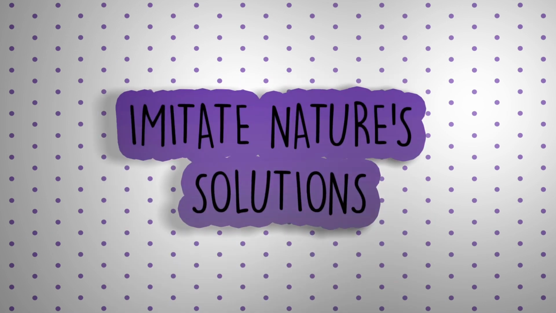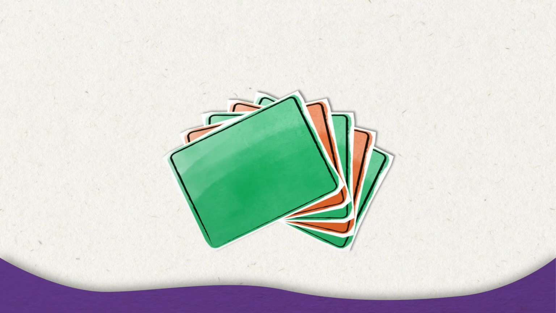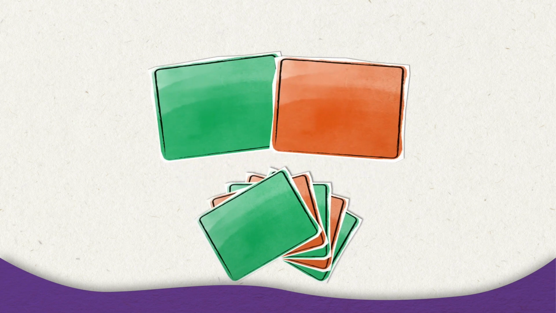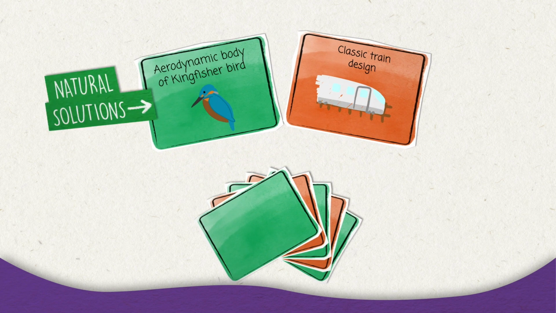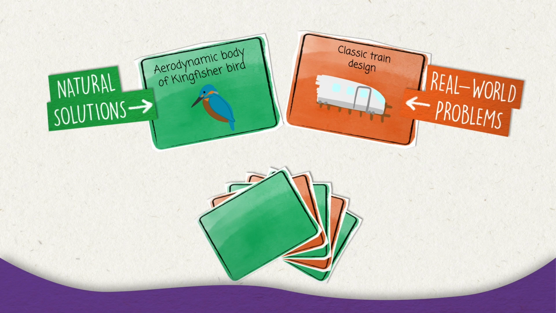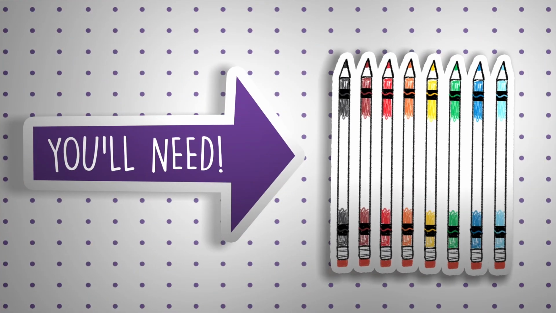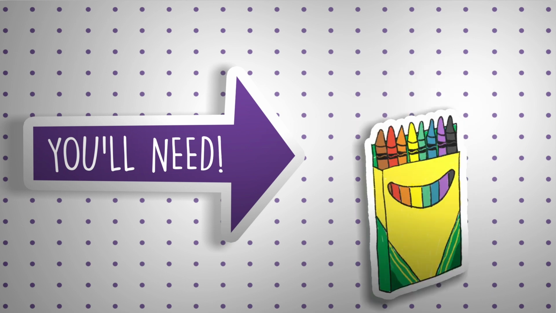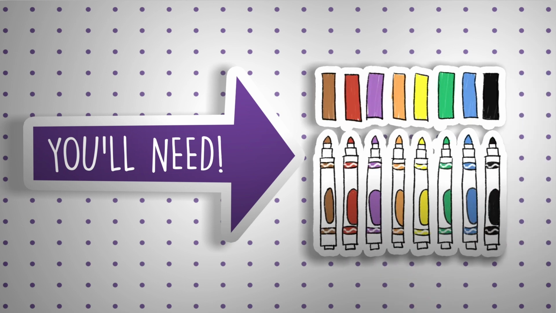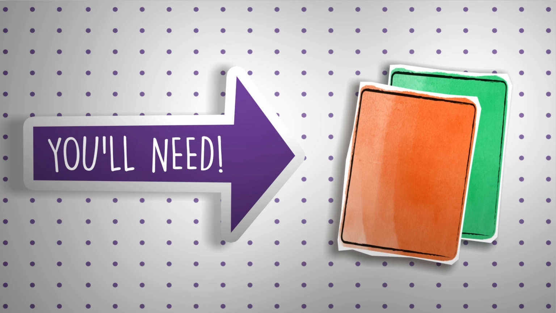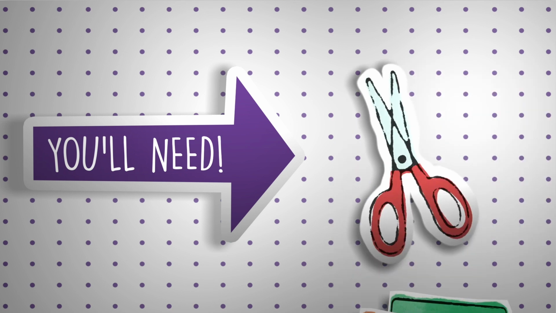Imitate nature's solutions. In this activity, you and a group of friends will create and play a card game that pairs natural solutions with real-world problems. You will need erasable colored pencils, crayons, markers, index cards or cardstock in 2 different colors, scissors.